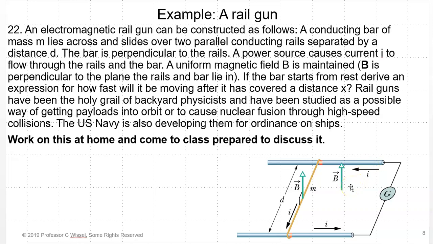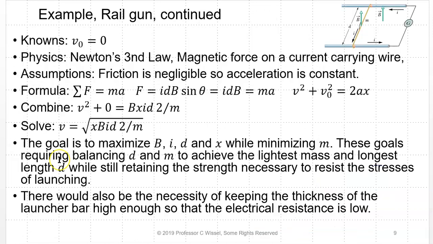Railguns have been the holy grail of backyard physicists and have been studied as possible ways of getting payloads into orbit or to cause nuclear fusion through high-speed collision. The U.S. Navy is also developing them for ordnance on ships. Okay, so you write down the knowns. You know that v naught equals 0, it's going to start from rest. We need Newton's law, magnetic force on a current carrying wire.